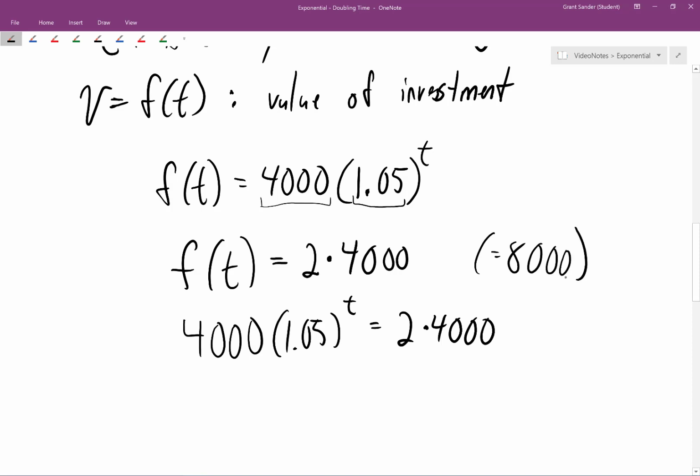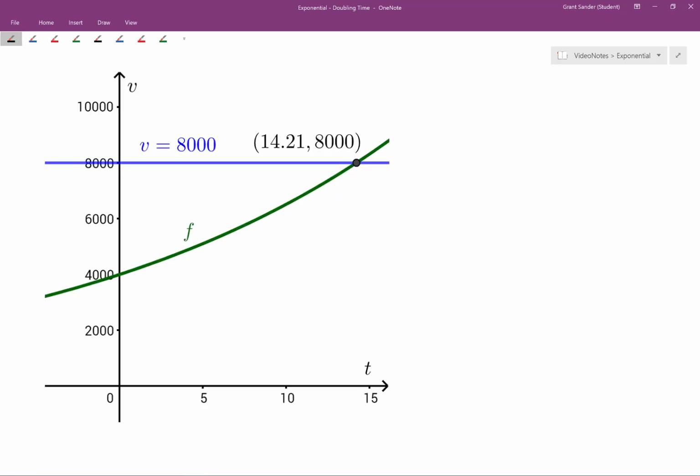To solve this equation, we'll actually just take a graphing approach like we've done in a previous video. So to do this, we'll graph both our original function, so we'll graph this function f, and then we'll also graph v is equal to 8,000. So corresponding to this equation right here, we'll graph v equals 8,000. So take a moment to plot those two things. Your plot should look something like this.